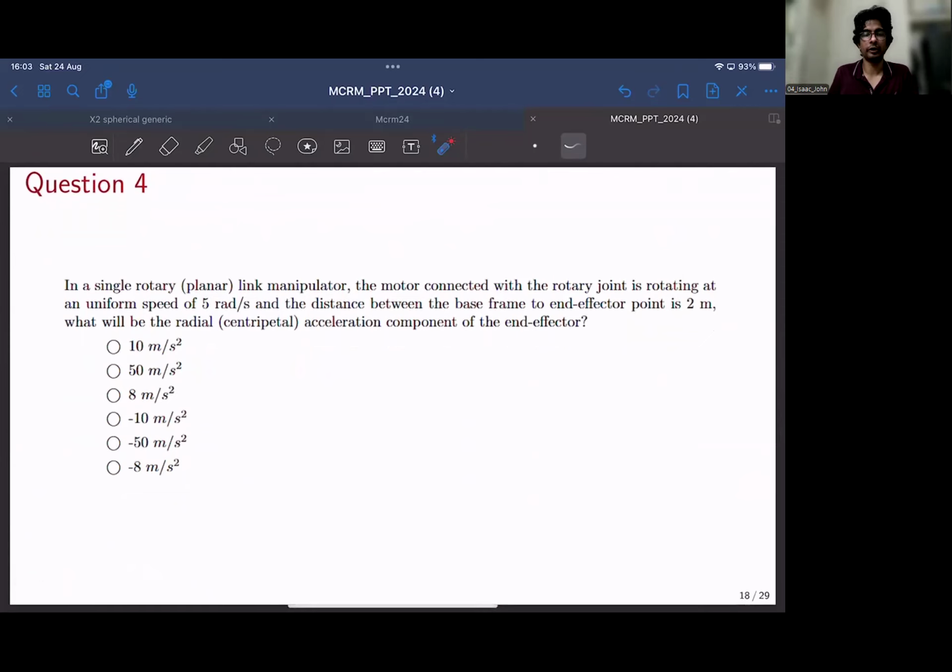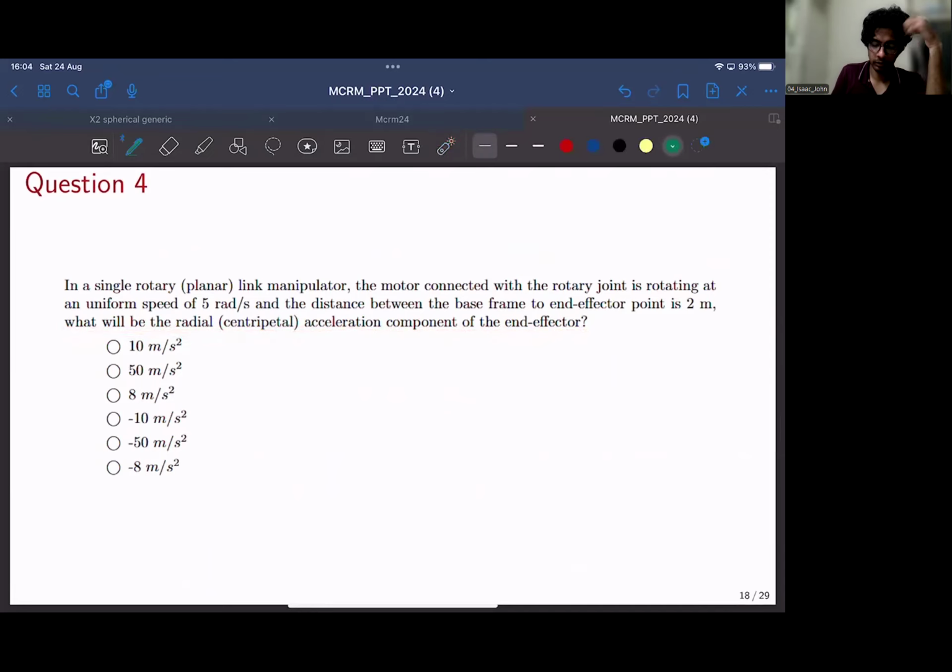So moving on to question 4, it's a numerical problem. I'll read the question first. It says, in a single rotary planar link manipulator, the motor connected with the rotary joint is rotating at a uniform speed of 5 radians per second, and the distance between the base frame to the end effector frame is 2 meters. What will be the radial or centripetal acceleration component of this end effector?